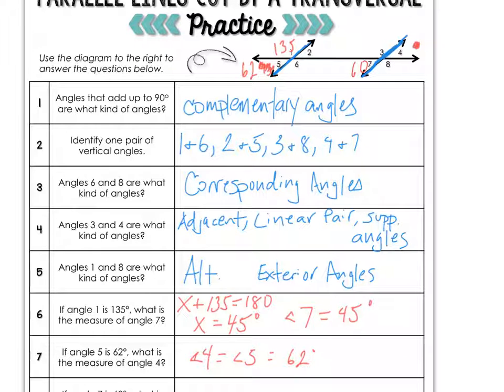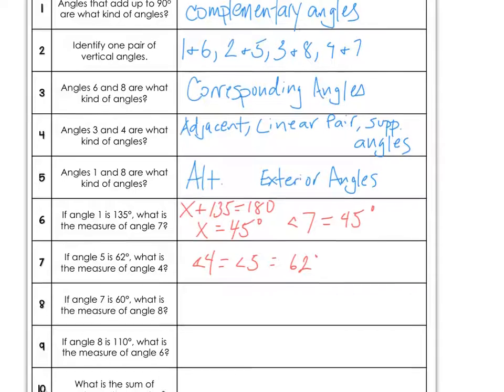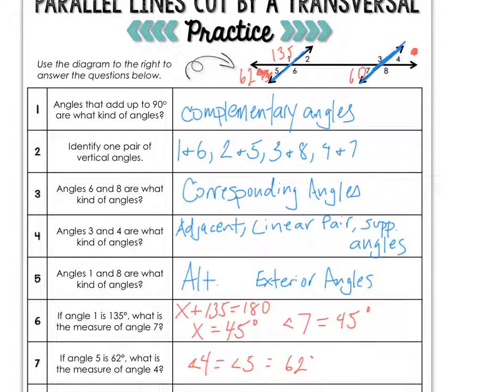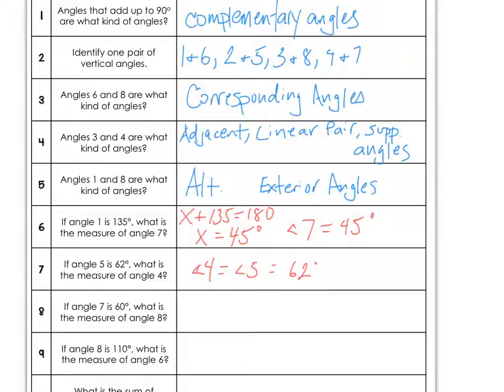What's the measure of angle 8? Yeah, angle 8. Well, what's the relationship between 7 and 8? 7 and 8 are supplementary angles. So that means they have to add up to 180. All right, again, one-step equation. We're adding 60 on the left-hand side, so subtract 60 from both sides. 180 minus 60 is 120. So there we go. Angle 8 equals 120 degrees.